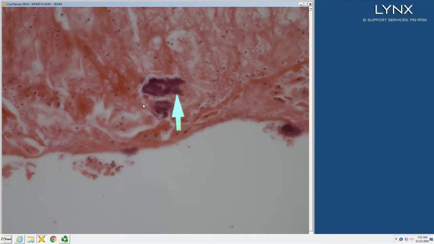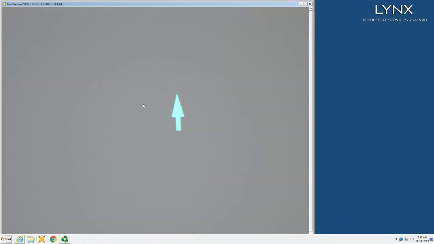Actinomycetoma grains stay round to oval. Staph grains, as they get larger, grow these little appendages. And then if you look closer, you can see their metacocci.